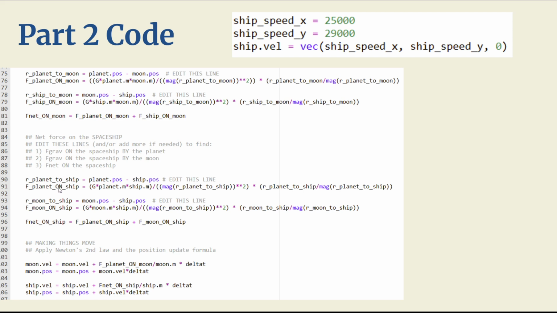Then to find the forces on the ship, I found the force of the planet on the ship and added the force of the moon on the ship. The moon's position and velocity were only updated by the force of the planet on the moon, as this was the only force that impacted the orbit. The ship's orbit was affected by both forces, which is why we use Fnet.